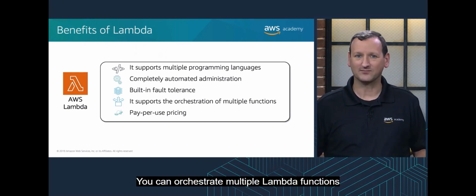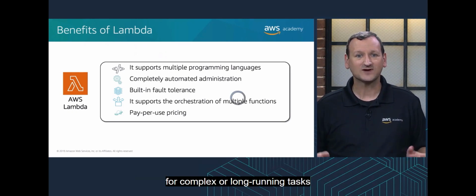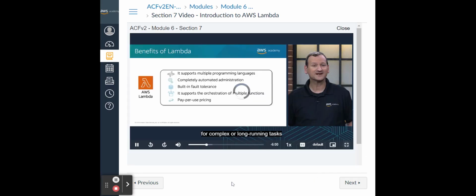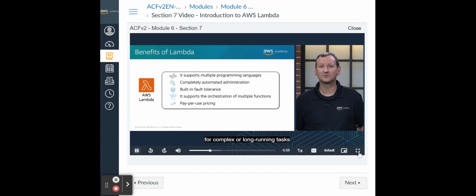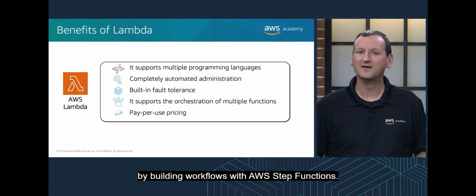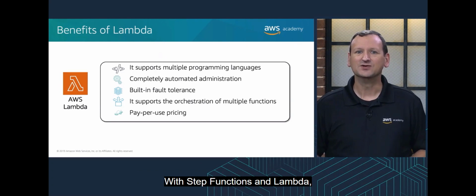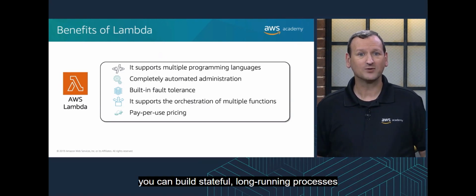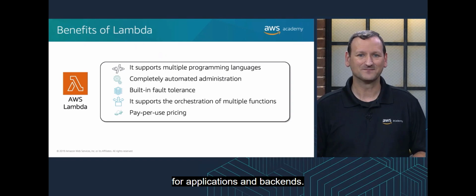You can orchestrate multiple Lambda functions for complex or long-running tasks by building workflows with AWS Step Functions. With Step Functions in Lambda, you can build stateful, long-running processes for applications and backends.